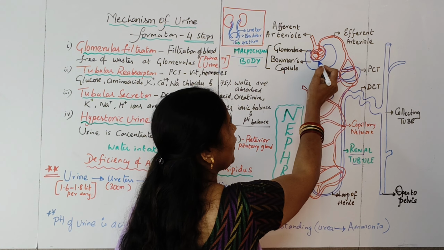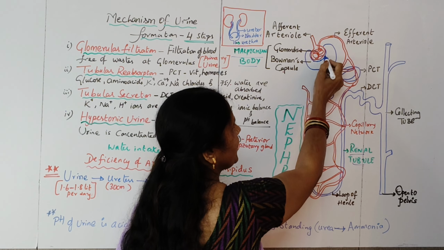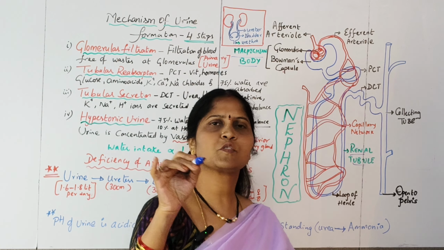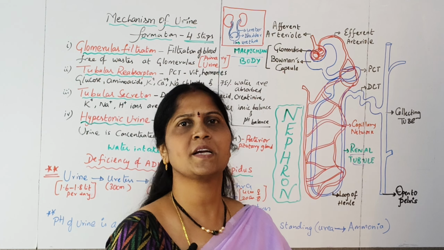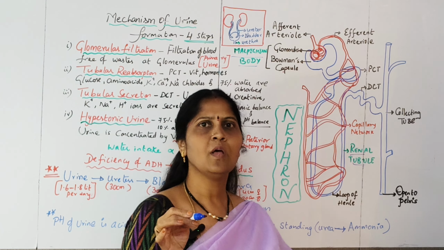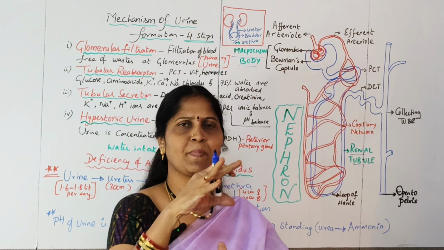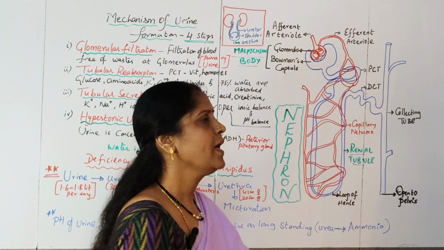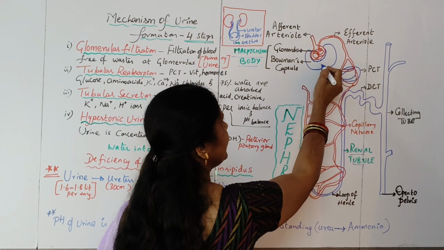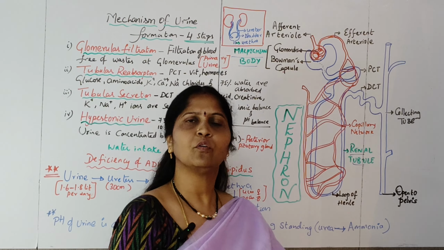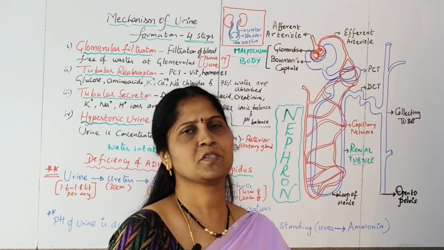In the Bowman's capsule, the bottom layer has a layer of squamous epithelial cells called podocyte cells. When the waste materials are filtered off, a transparent filtrate is formed, and that filtrate passes through the Bowman's capsule into the further tubular structures.